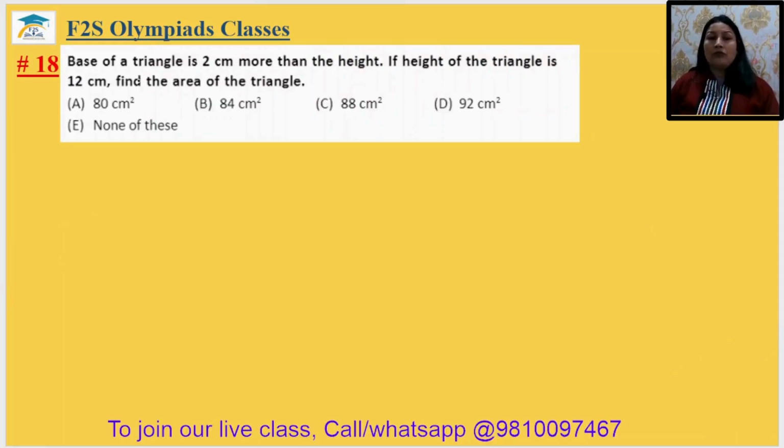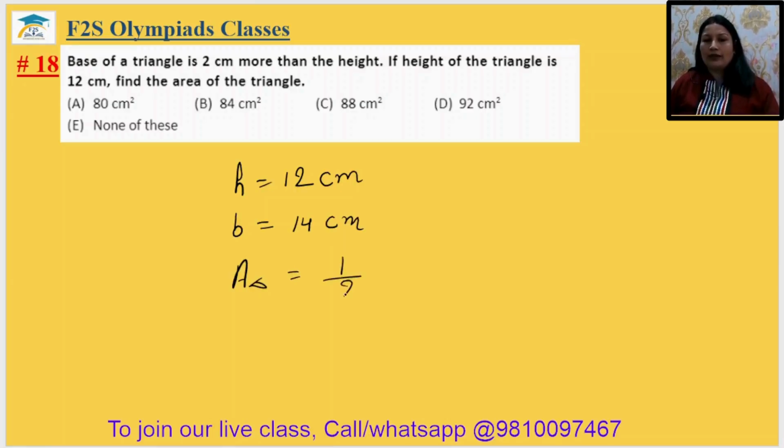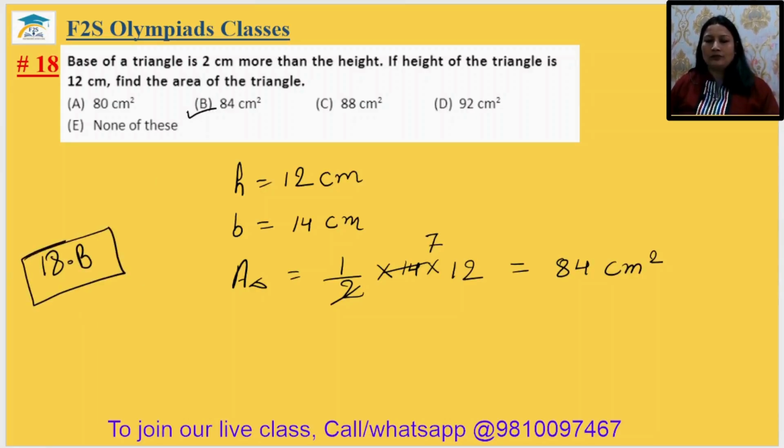Question number 18. Base of a triangle is 2 centimeter more than the height. If height of the triangle is 12 centimeter, H is given 12 centimeter. Find the area of the triangle. H is 12 centimeter, base will be 2 more than this. So 14 centimeter. Area of the triangle will be your 1 by 2 base into height. So 7 12s are 84 centimeter square. It is in the option number B. 18th answer will be option B.